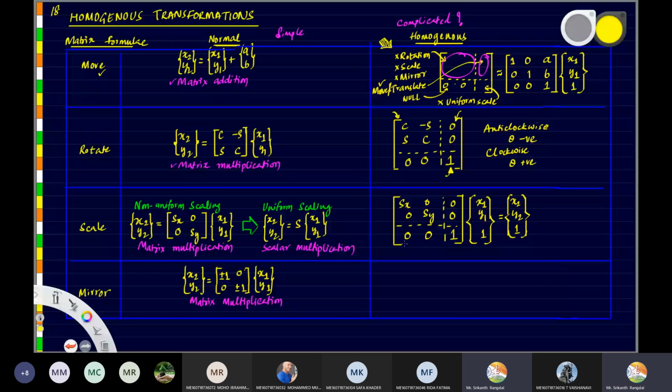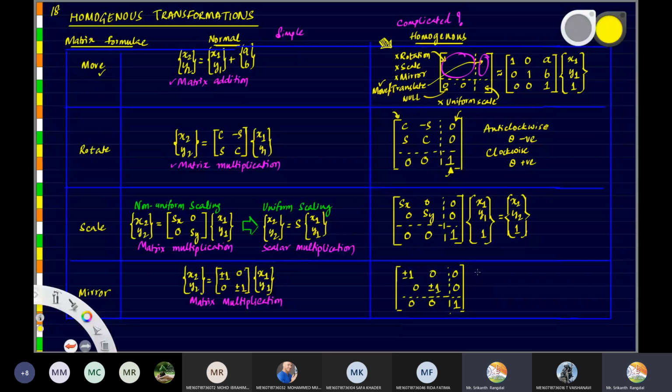So lastly, for mirror, once again we'll have to write a 4 by 4 matrix. Okay, so once again we can just divide this like this. We are not doing any uniform scale, so 1. We are not doing any movement, so 0. Null matrix is always null matrix, and here plus or minus 1, plus or minus 1, 0, 0. So now this plus or minus we have to take depending on which axis we are mirroring it upon.